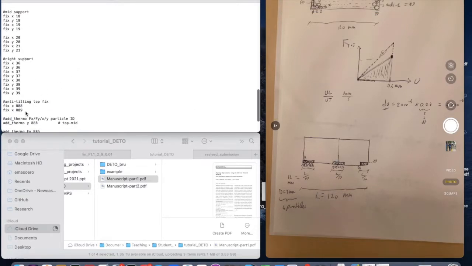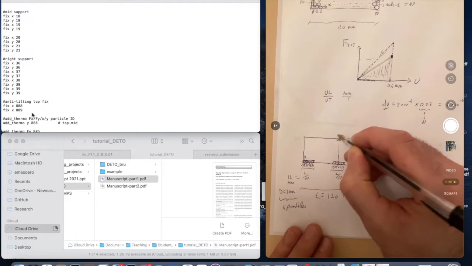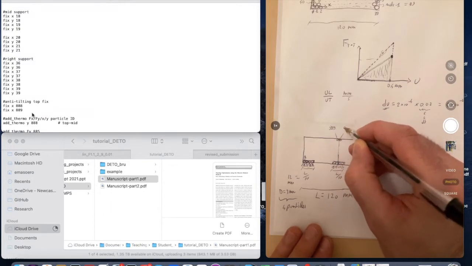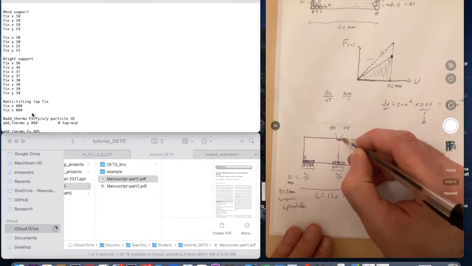Then in this case I'm also adding an additional constraint which you may or may not add. It can be useful sometimes, it isn't. In this case, just for safety, I'm also telling the code that these top 2 particles here, which are 888 and 889, I'm telling the code not to let them move horizontally.